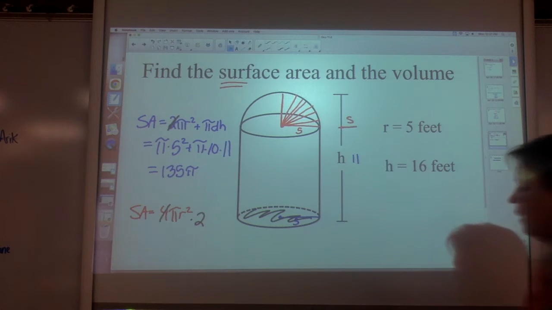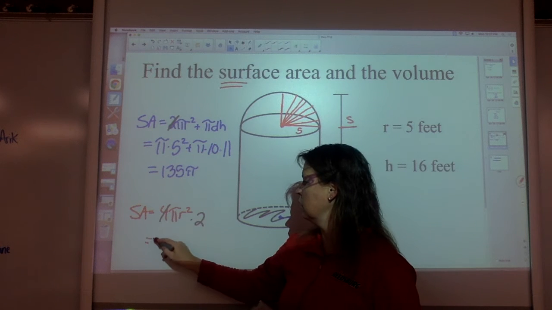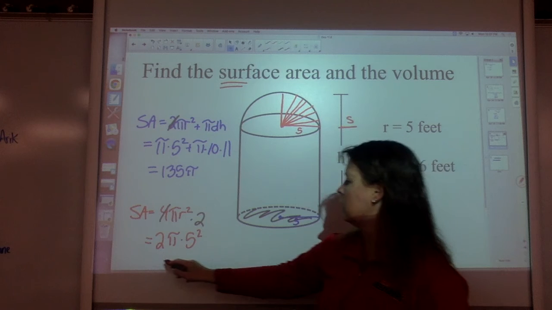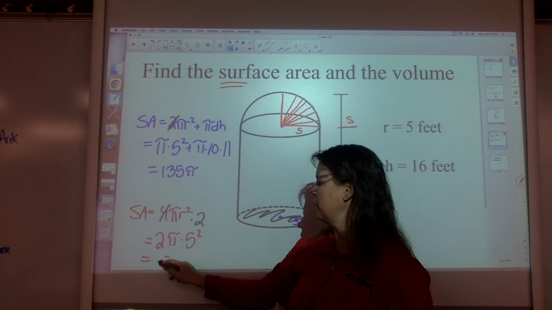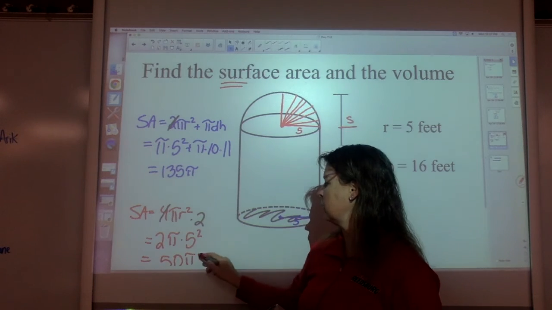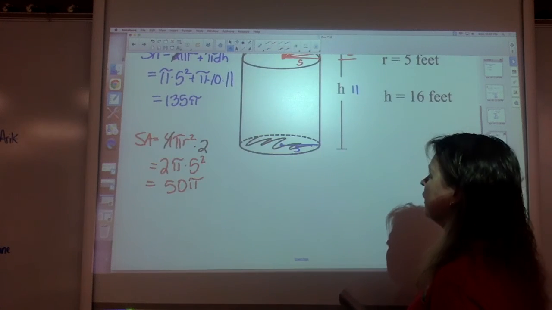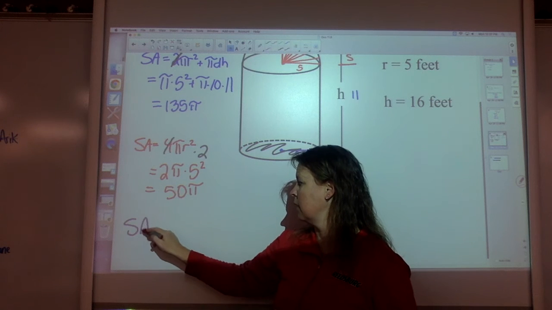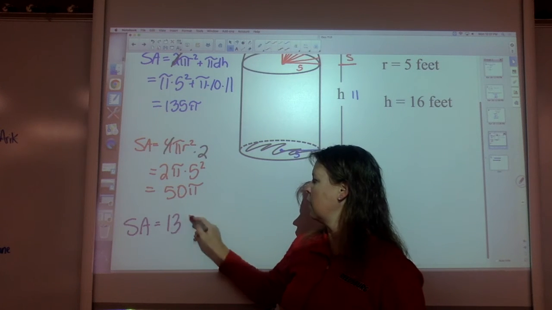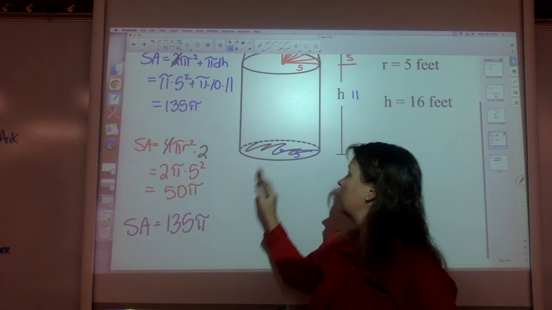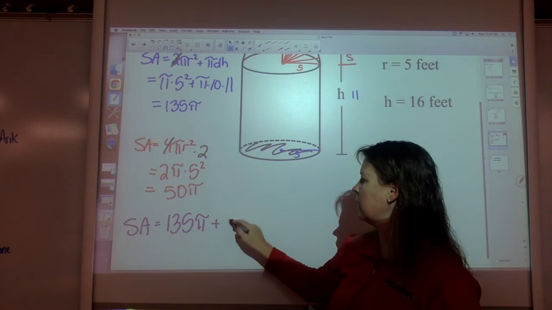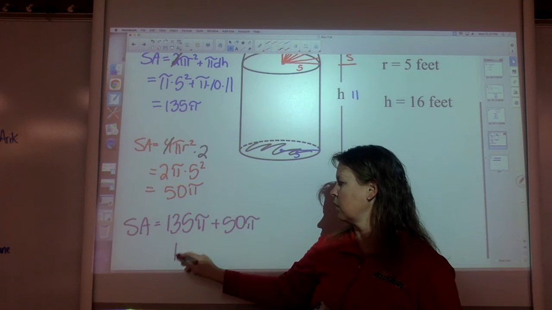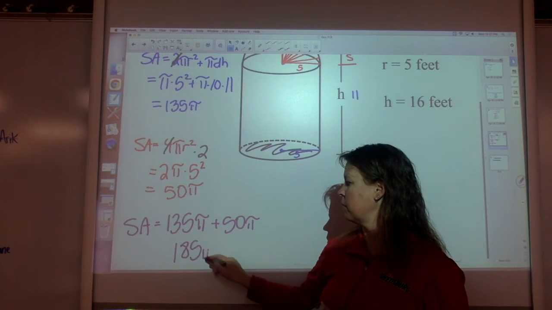Surface area of the sphere, we want 2 pi times radius squared. 5 squared is 25, times 2 is 50 pi. All together, let's go purple since blue and red make purple. See what I did there? The surface area is 135 pi for the cylinder plus 50 pi for half of the sphere, for a total of 185 pi.